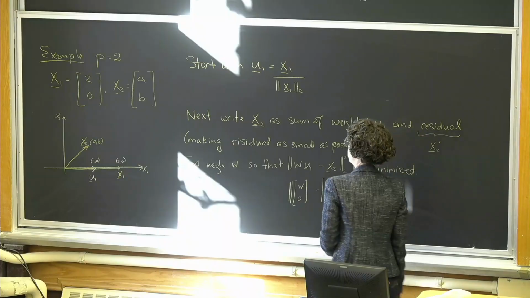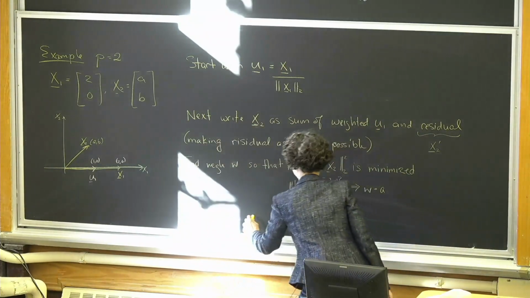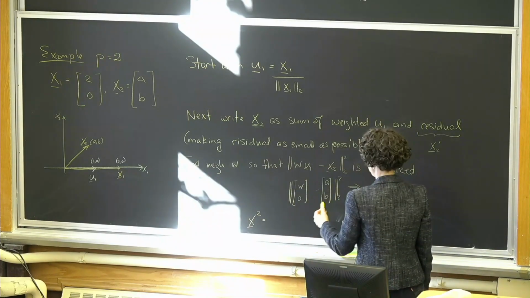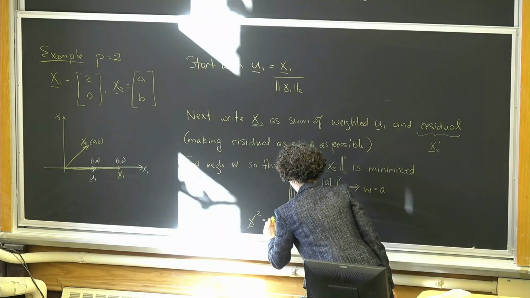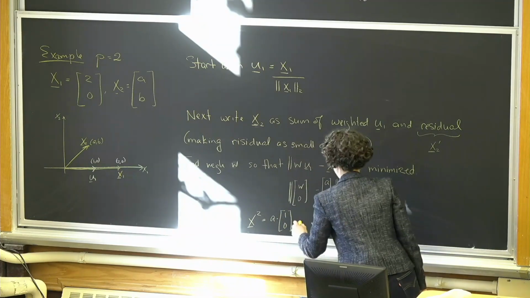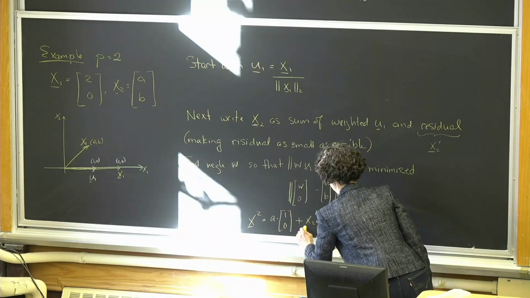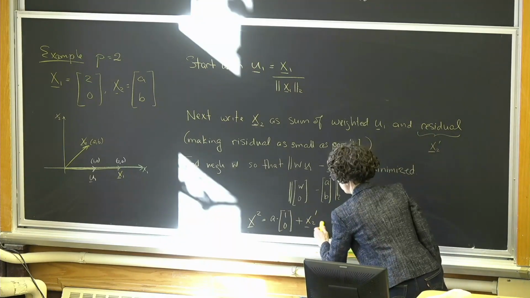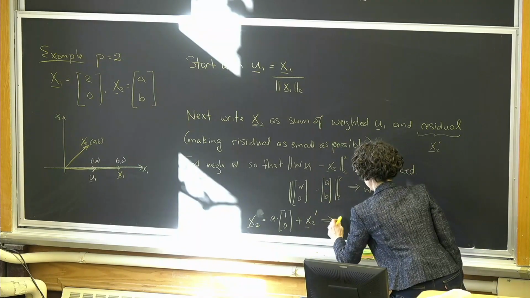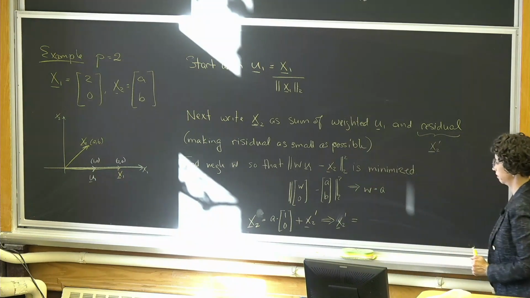And so now what we're saying is that x2 is going to be a weighted version of u1. So we are going to have a times u1, which is (1, 0), plus our residual x2 prime. Sorry, this was x2, not x squared. And so from here, we can derive that x2 prime is going to be equal to what?